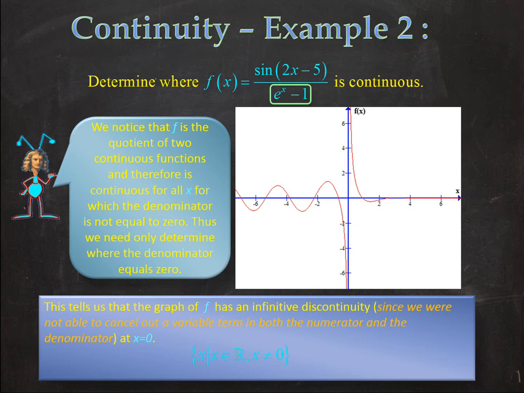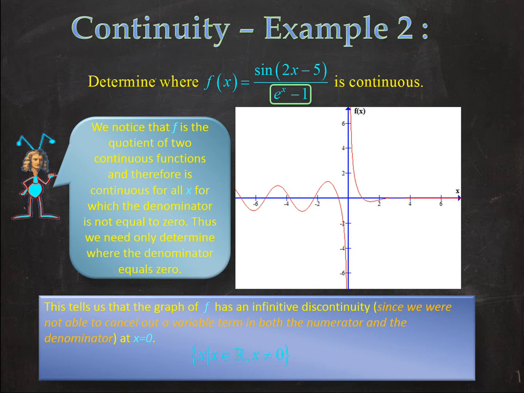Now, when x is bigger than 0, e to the x minus 1 is going to be a positive number. And sine of 2x minus 5 at x equals 0, the sine of minus 5 in radians, is a positive number. So positive divided by positive is positive, and therefore when x is greater than 0, the function goes up to positive infinity.